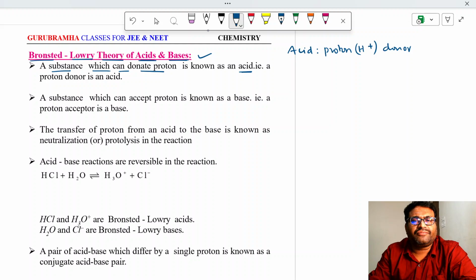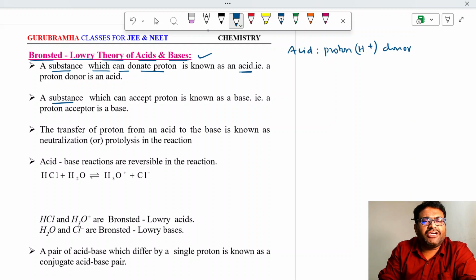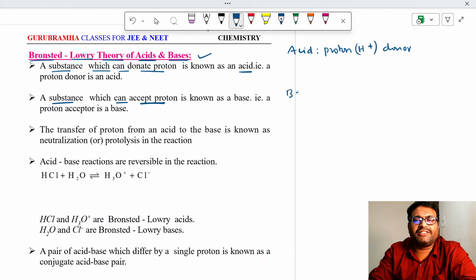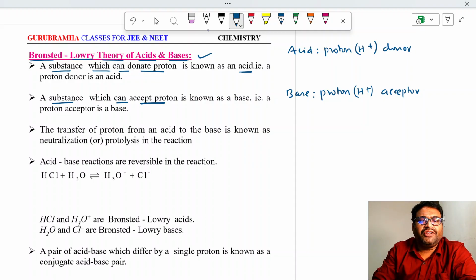Next, a substance which can accept a proton. So what is base according to Bronsted-Lowry theory? Proton acceptor is called a Bronsted-Lowry base. Okay. Next, what is meant by neutralization or protolysis?